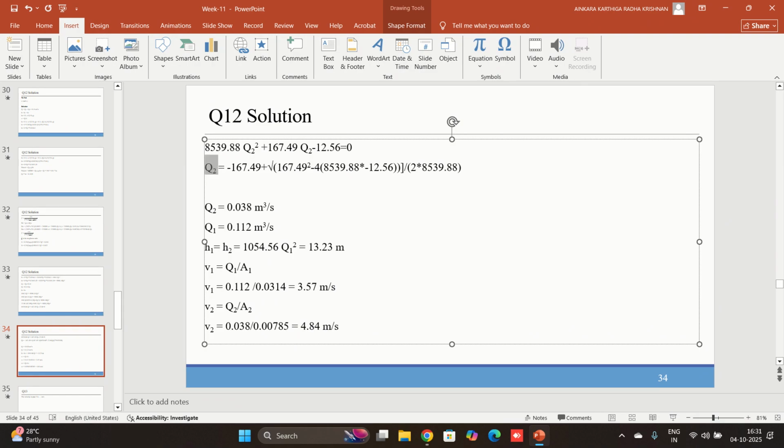Actually, I'll give you this. It is actually 0.02978. Okay, I'll just check once again. It is actually 8539.88 into minus of 12.56 into 4, minus of plus 167.49, square root of this.